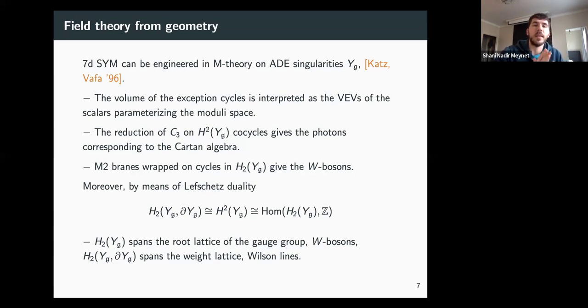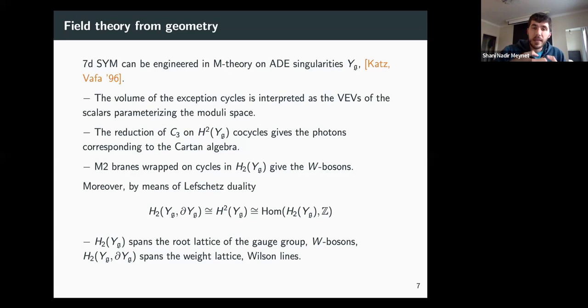In particular, when I put my M-theory on said singularity, I can resolve the singularity. The resolution of the singularity will inflate some exceptional cycles, and one interprets these cycles as parameterizing the moduli space of the singularity. So giving a vev to a scalar in my 7D super-Yang-Mills would correspond to inflating some cycles in the geometry. This makes the singularity smooth.